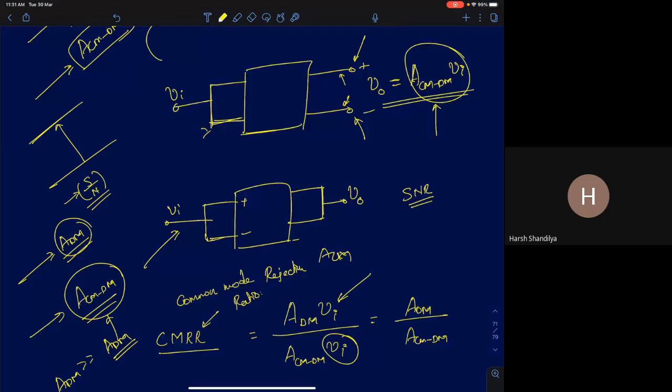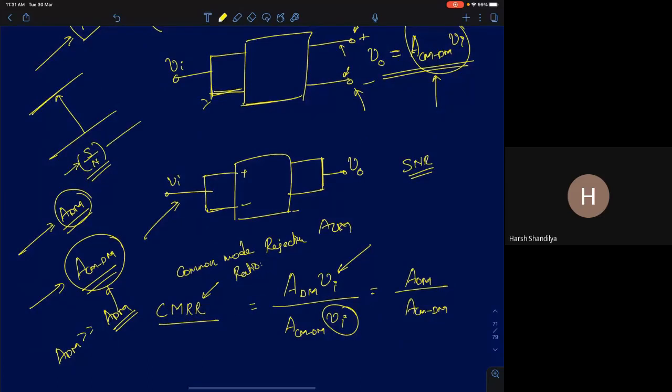Let me finish that point. To calculate signal to noise power, you need to know the noise level and the signal level. But this is simply a ratio of two gains: differential mode gain divided by ACM-DM. And I told you why you would need that. Let's say you have two differential amplifiers with the same ACM-DM, exactly the same. But ADM for one amplifier is much higher than ADM for the other one.